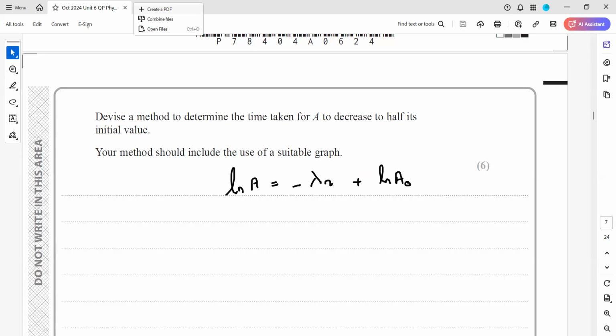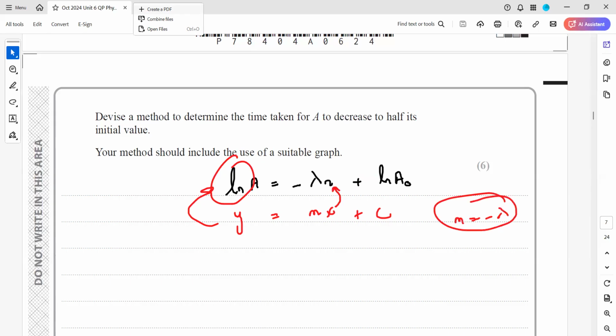Then we can compare with the equation of a straight line, y is equal to mx plus c. On the y-axis, if I have ln A, and on the x-axis the number of oscillations, then the gradient will be equal to minus lambda if you plot this graph.